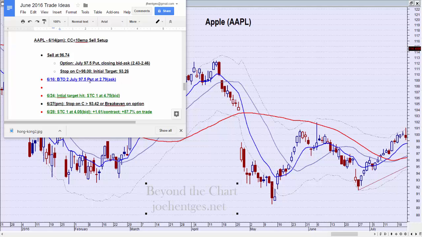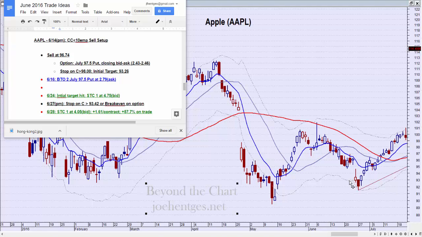All right, so here's the suggestion, and I always just do like 2. In this case, I was doing 2 because I like to, as an example, hold half and then let the other half ride. So the target was 93.25.